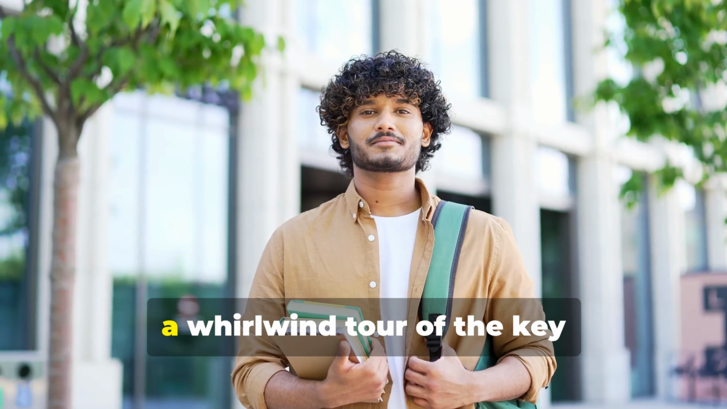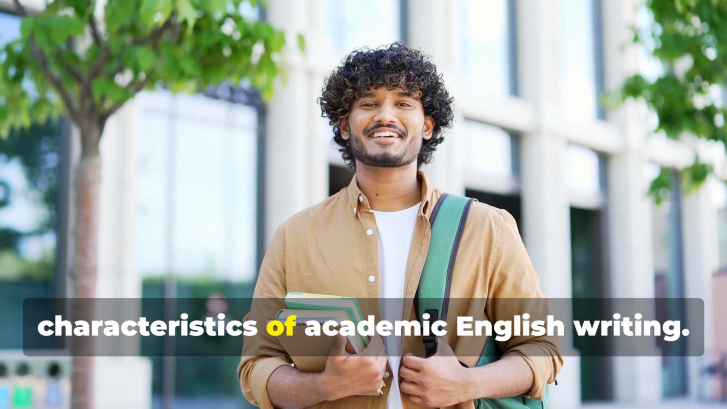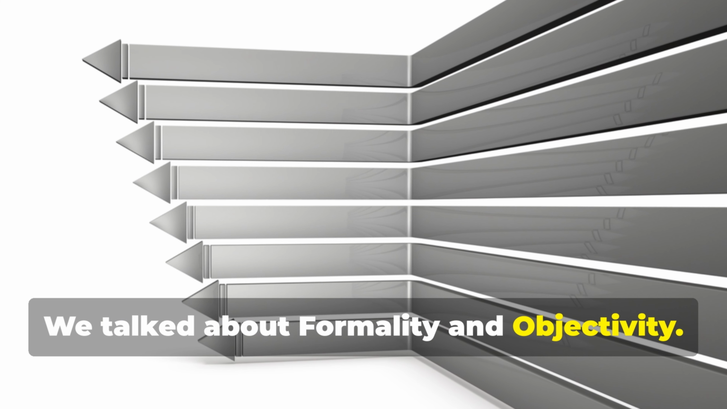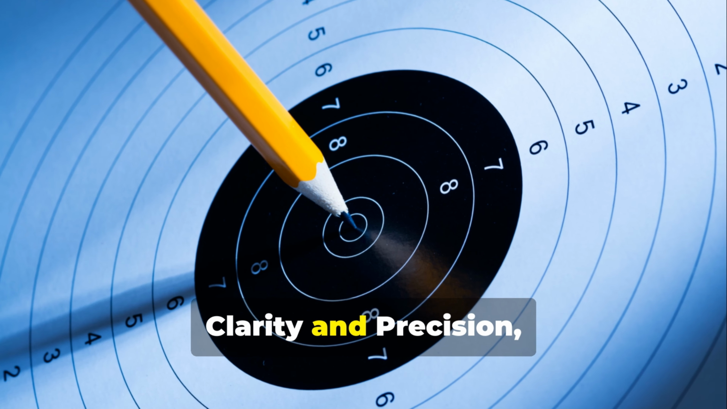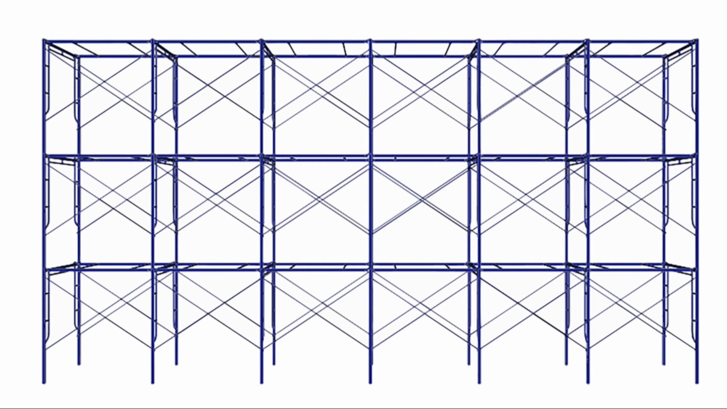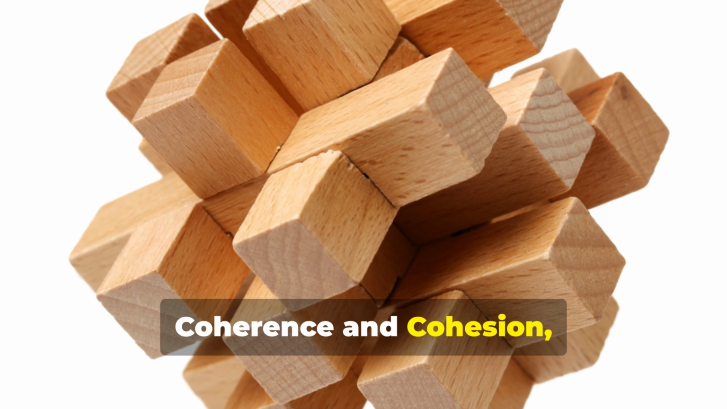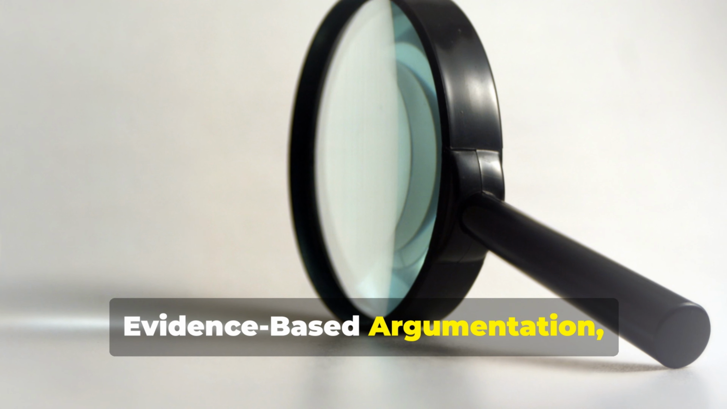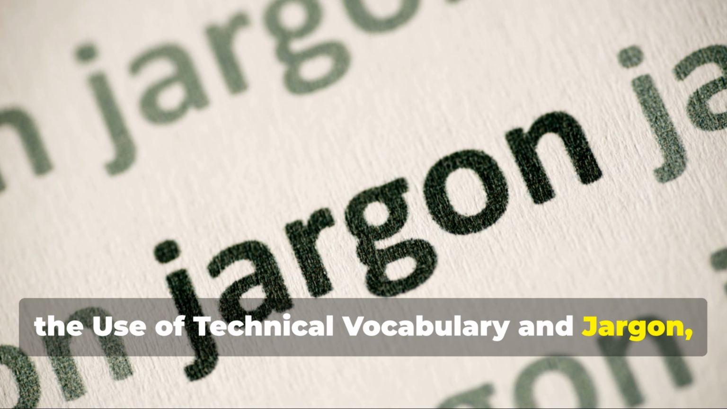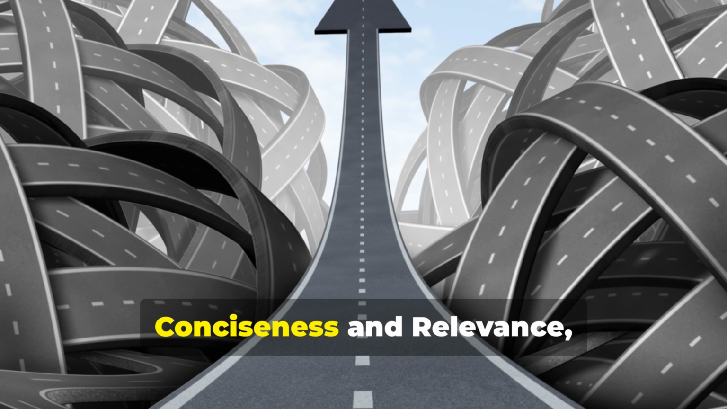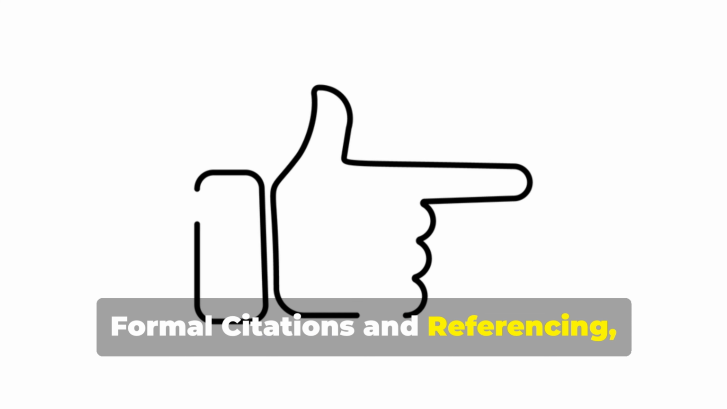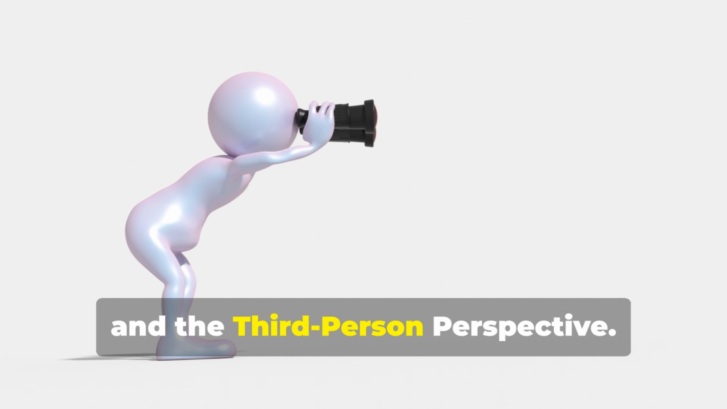Alright, you got this, a whirlwind tour of the key characteristics of academic English writing. We talked about formality and objectivity, clarity and precision, structured organization, coherence and cohesion, evidence-based argumentation, the use of technical vocabulary and jargon, conciseness and relevance, formal citations and referencing, and the third-person perspective.